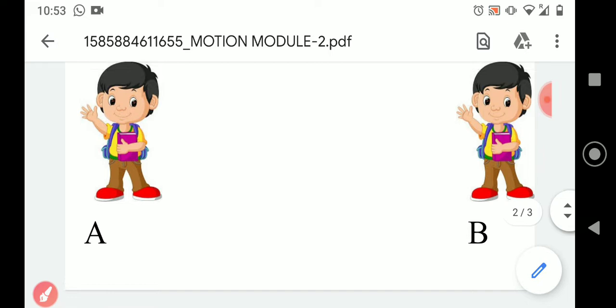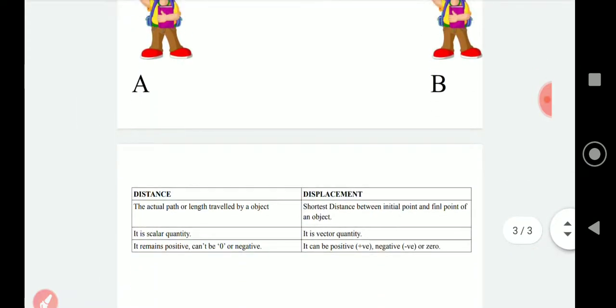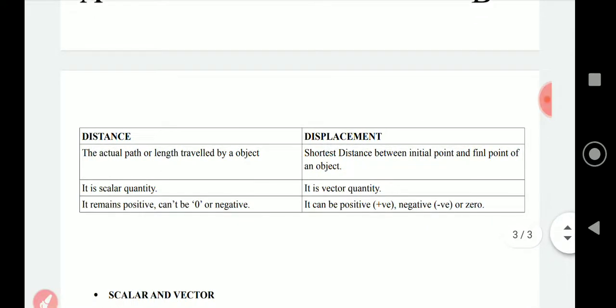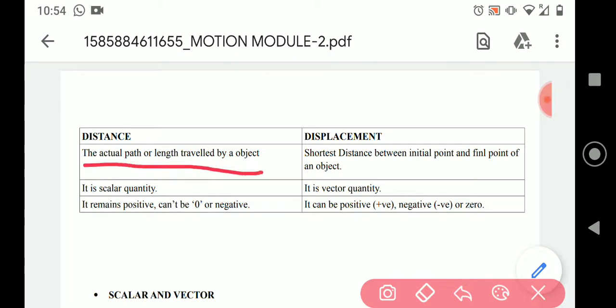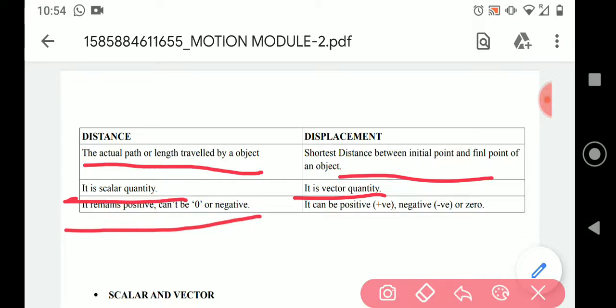I think distance and displacement have been clear for you. We have some differences between distance and displacement. Let's see. Distance: the actual path or length traveled by an object. Displacement: the shortest distance between initial and final position. Distance, scalar quantity. Displacement, vector quantity. Distance, always positive. Displacement, positive, negative or 0.